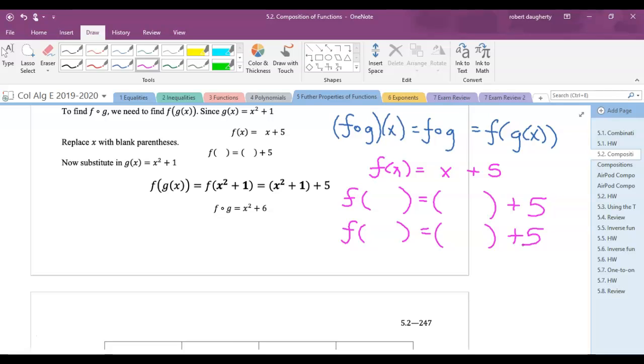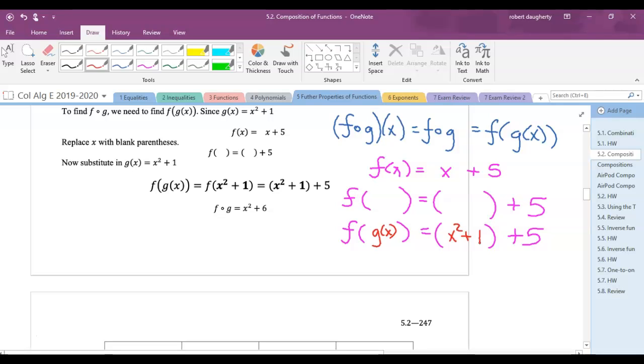Now, what needs to get substituted into f? G. Okay? So I need to be able to plug g of x into this equation. What is g of x? What's the definition of g of x? Yeah. So f of g of x is x squared plus 1 plus 5. So all I did here was f. Here's f with blank parentheses where all the x's were. And this is me plugging g of x into those blank parentheses. So now what do I do?